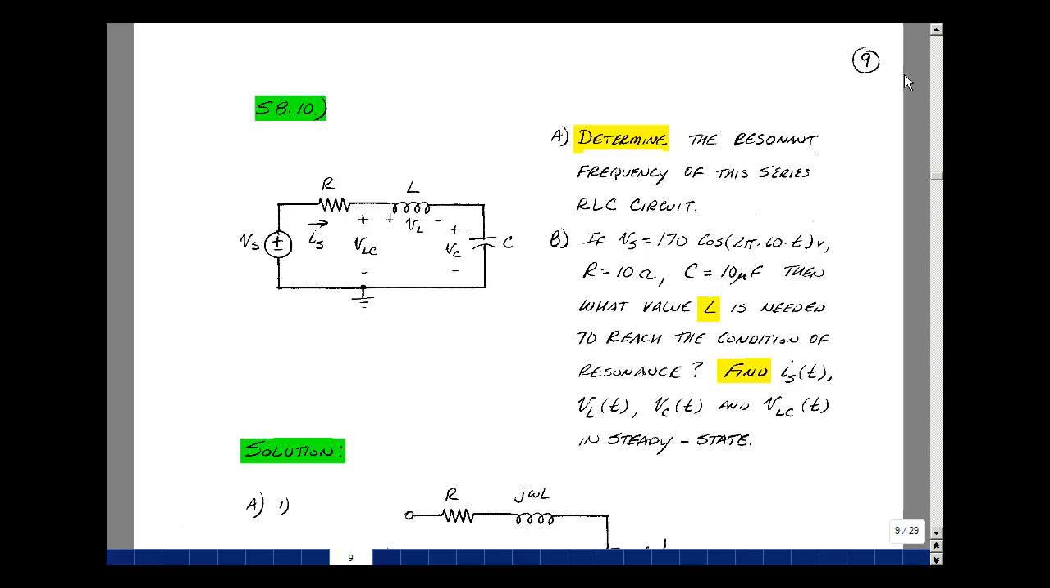This lesson deals with supplemental problem 8.10. You can find this problem in the ECE202 ebook in the Chapter 8 supplemental problem starting on page 9. Given this series RLC circuit, could you determine the resonant frequency?